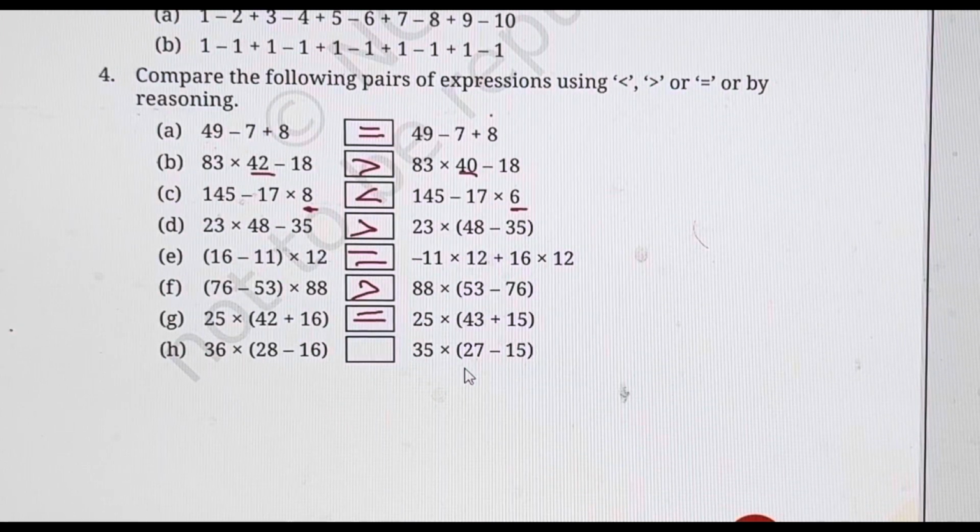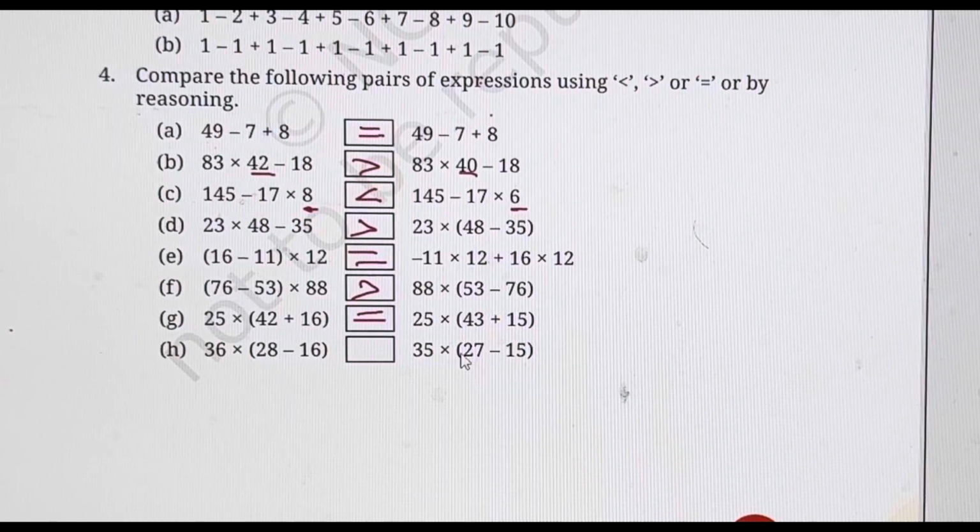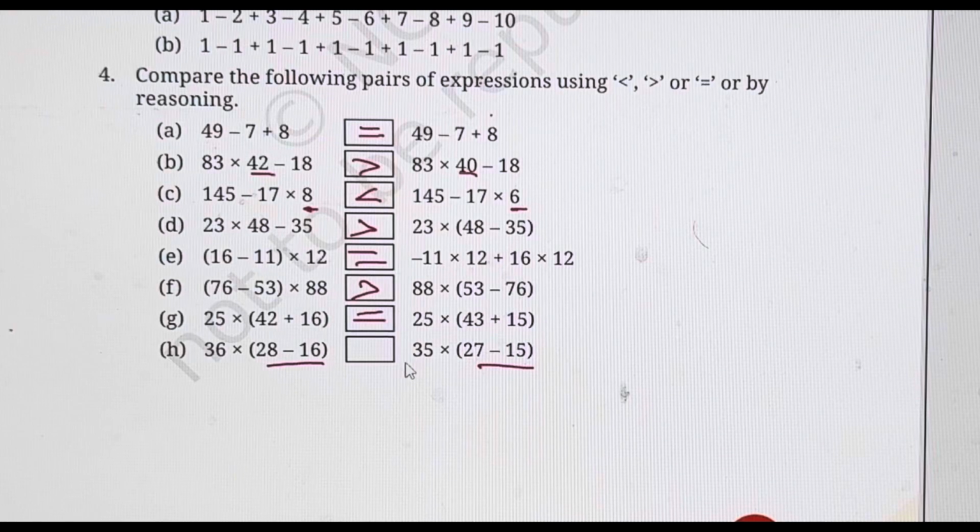The last question of the chapter, H, 36 into 28 minus 16 and here 35 into 27 minus 15, right? So if we see 28 minus 16, here 28 and here it is 27. One number is reduced, but here one less is subtracted. So this both will be same. Answer will be same, whatever is the answer. We are not finding out the answer here. We are just understanding the strategy. Now if you see 36 here and here it is 35. So naturally 36 is greater.